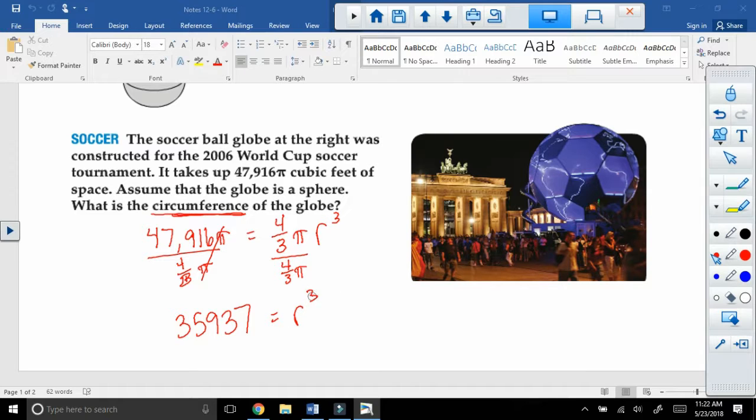How can I find what that radius is? What would I do? Okay, and what's that called? That's a very good question. And you remember what that's called? Cube root. The cube root. Does everybody know how to type that into your calculator?